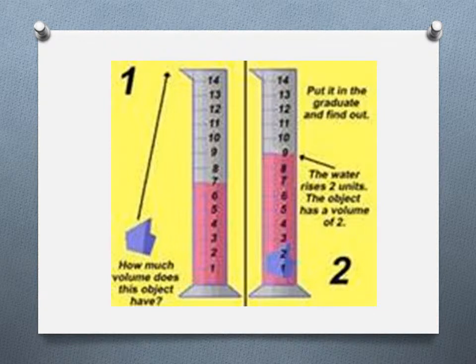Another example, it's kind of hard to read, but this says, how much volume does this object have? So the first thing you would do is measure your initial volume. You put the object into the graduated cylinder to find out. Since the water in this one is at 2 units, the object has a volume of 2. So you would take the initial recording of the volume, then you put the object in, record the final unit of measurement here, and then you subtract.